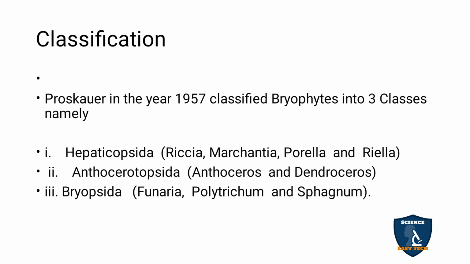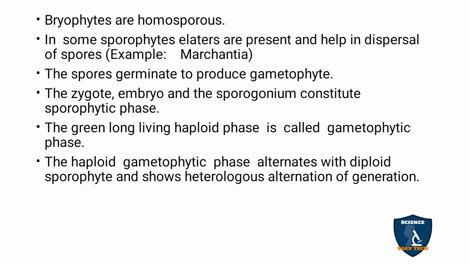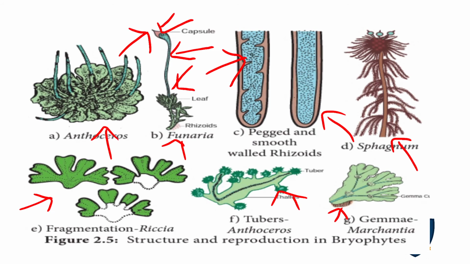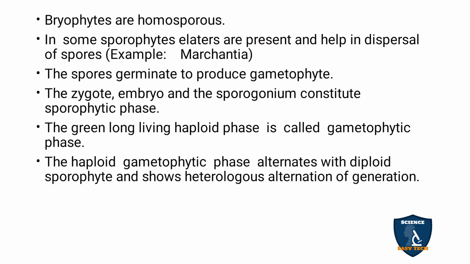So now we move on to the classification. Proskauer in 1957 divided the bryophytes into three classes. Hepaticopsida includes Riccia, Marchantia, Porella and others. Hepaticopsida means it looks like the liver. So this looks like a liver shape, and because of that the name liverworts came.